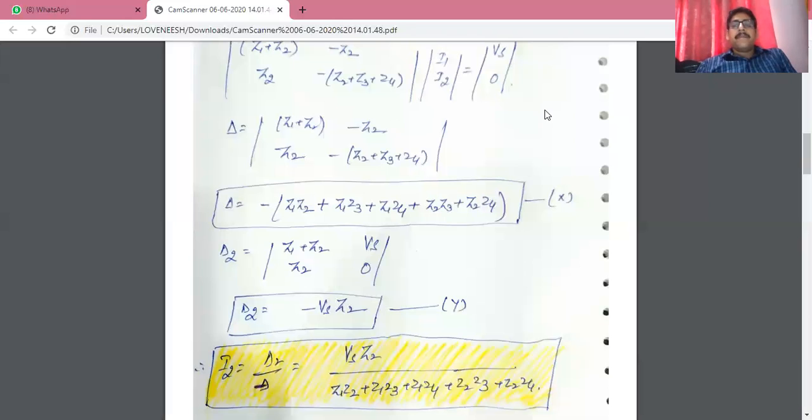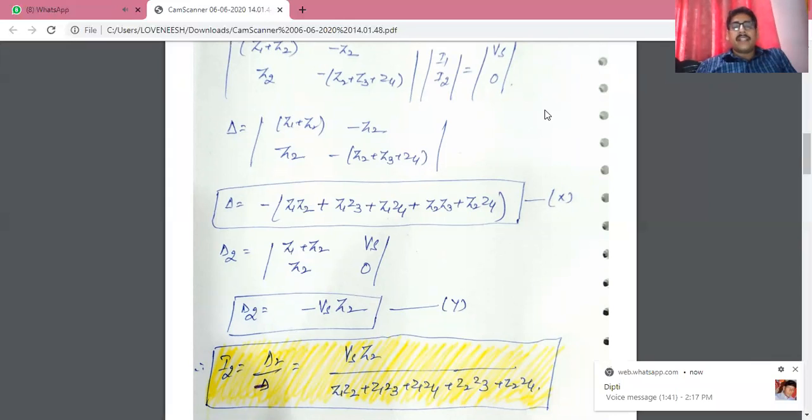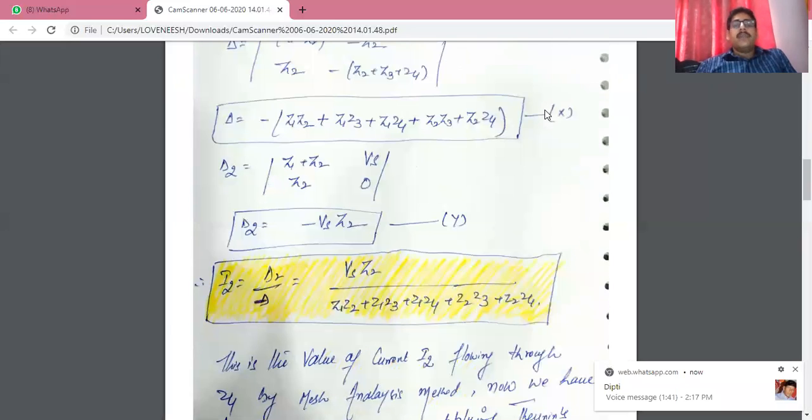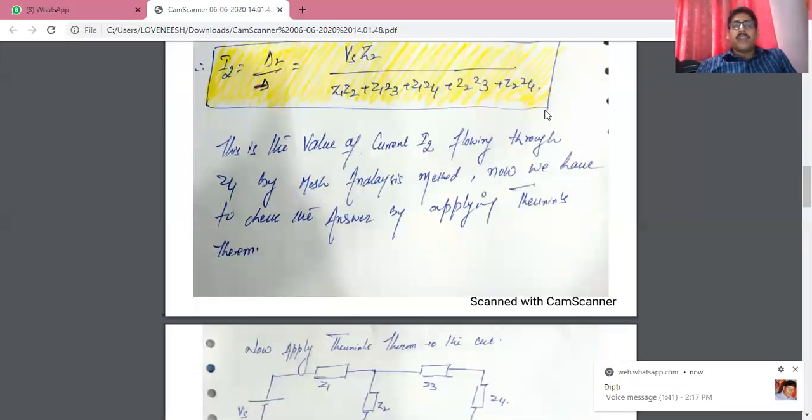Now simply your I2 will be del 2 upon del, and here we have del 2 is Vs z2 and del 1 is equal to z1 z2, z1 z3, z1 z4, z2 z3 and z4. The negative sign indicates the direction. Now this is the equation for the current through z4, and this current is equal to I2 by mesh analysis. So I have written down the value of the current I through z4 by the mesh analysis.